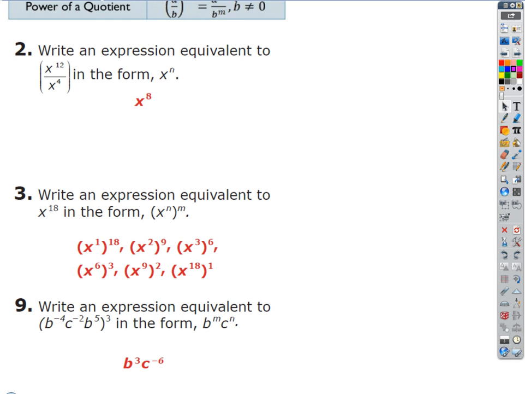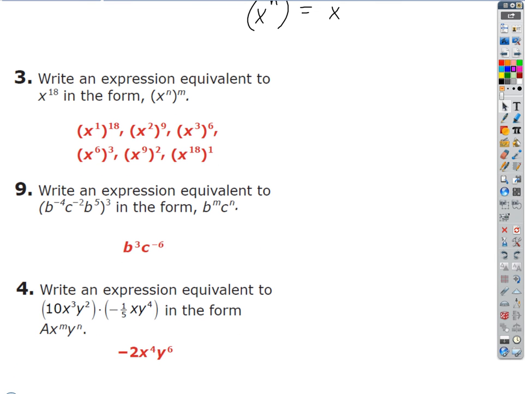What about this? If we want to write this in the form x to the n to the m. Well, remember, if I take a power to a power, x to the n to the m is really just equal to x to the n times m. If we take a power to a power, we multiply the exponents. So all I've got to do is pick values of n and m that multiply to 18. There's a bunch of different answers you could pick. Any of those would be fine.